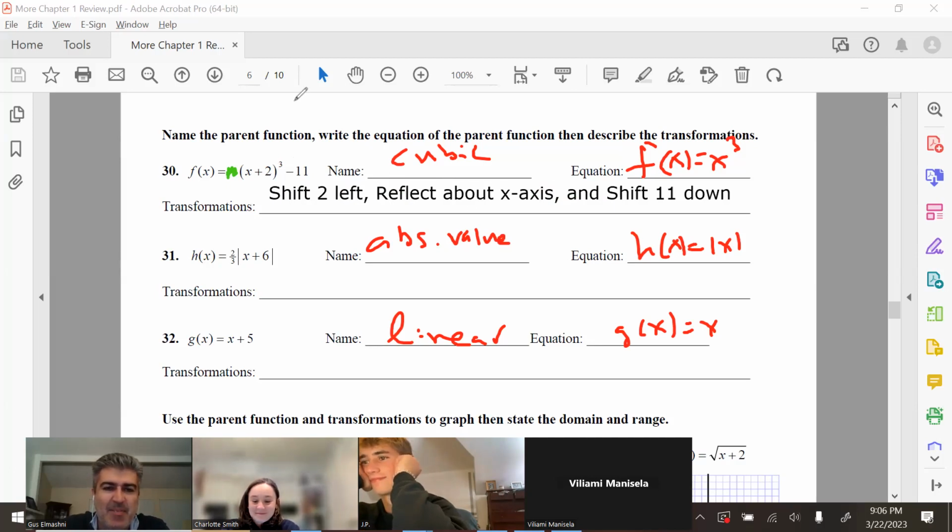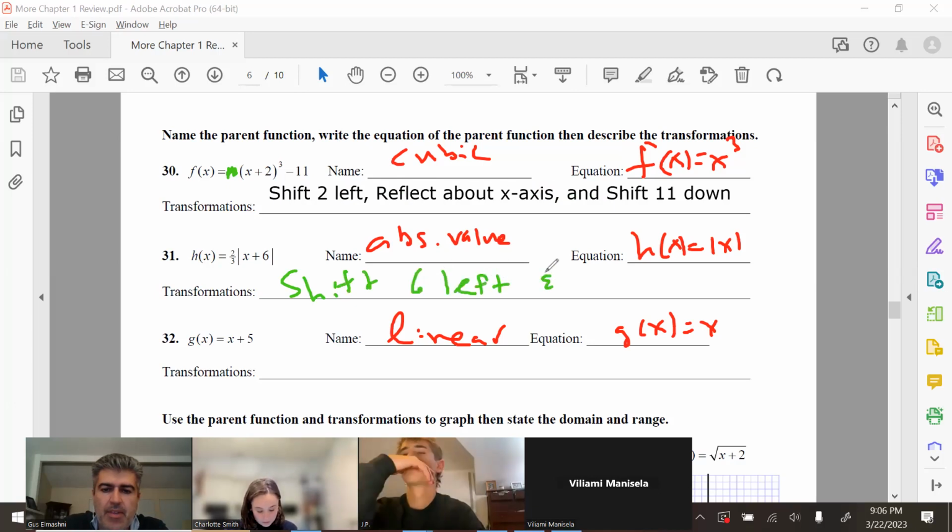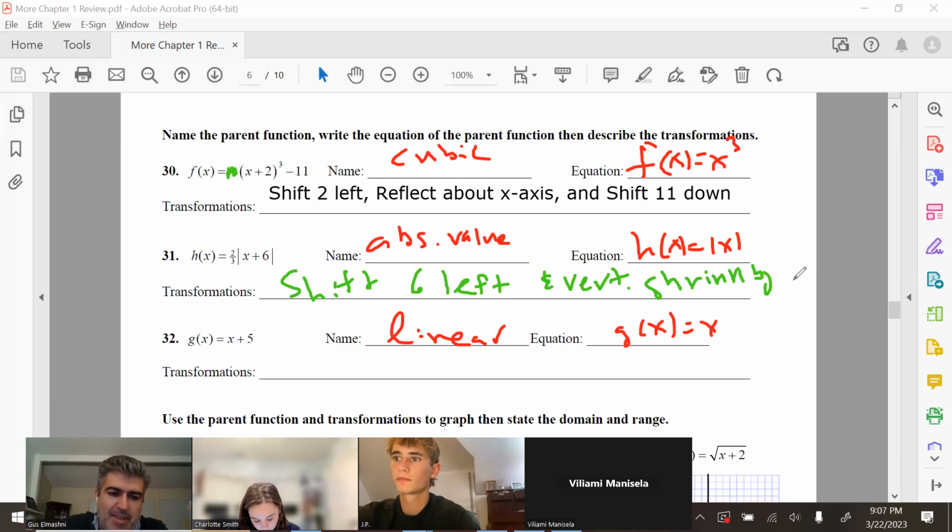All right. Okay, so now next up. It's pretty clear that you have a plus 6 inside. That shifts 6 left. And then the 2/3 means you're going to vertically... Now, this is kind of tricky. The right way to say it is you vertically shrink. Because it does get smaller, obviously, because you multiply by 2/3. So you have to say it vertically shrinks.